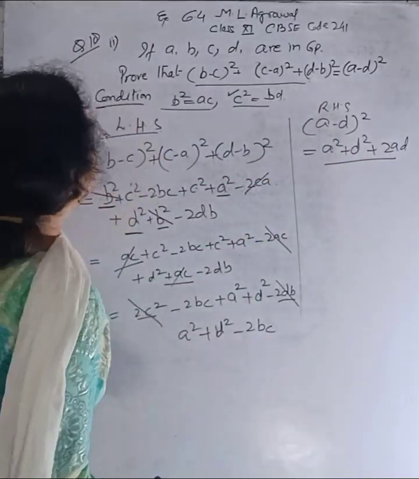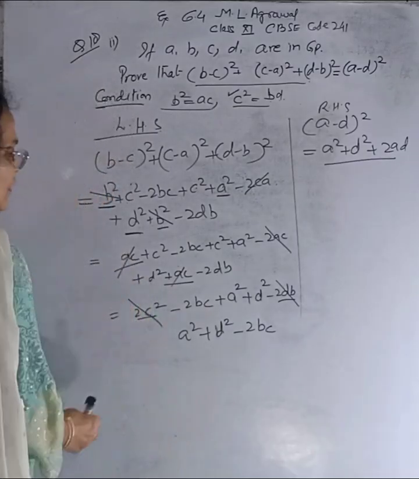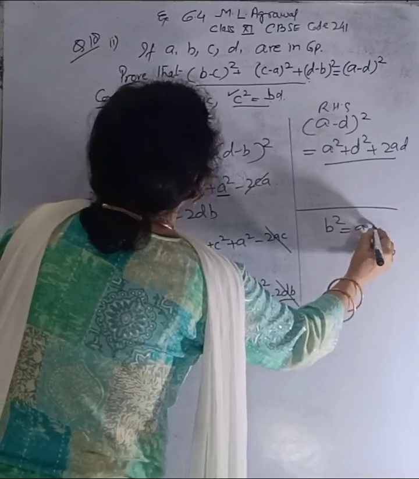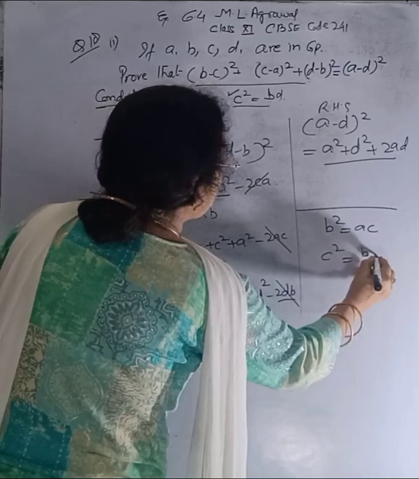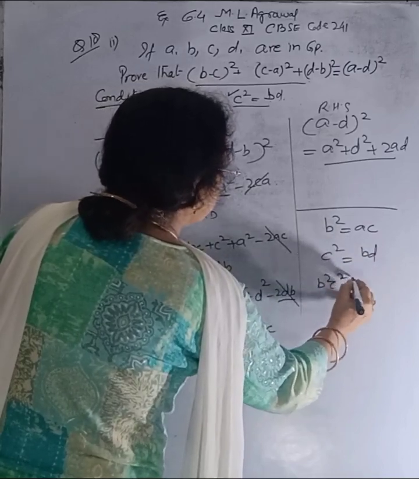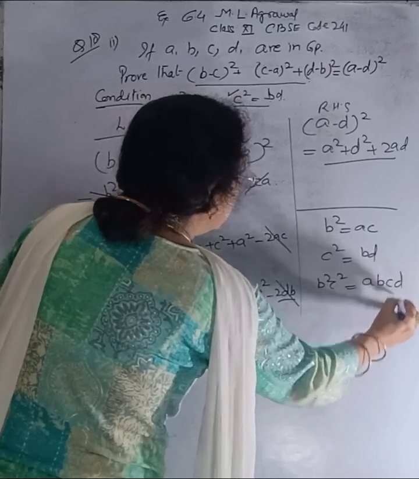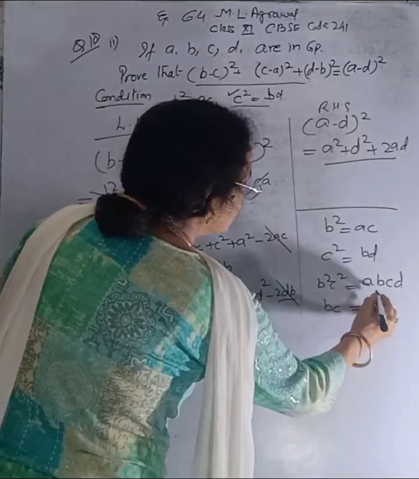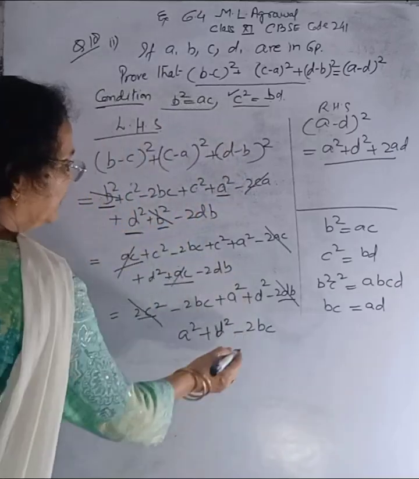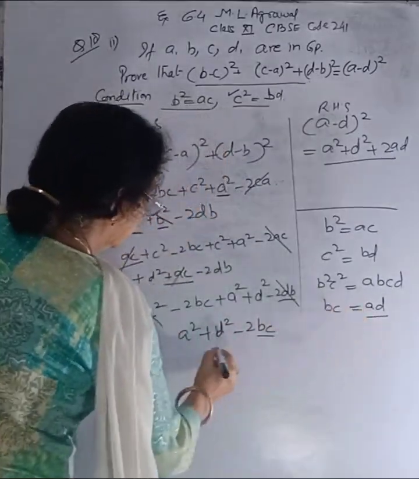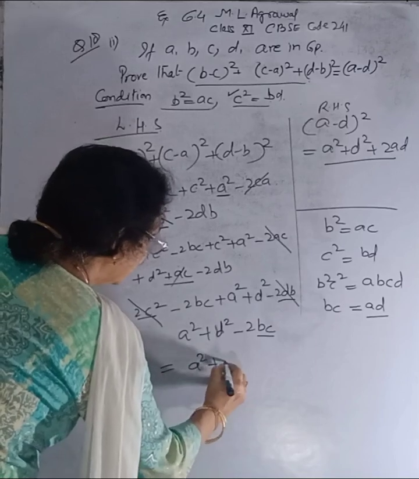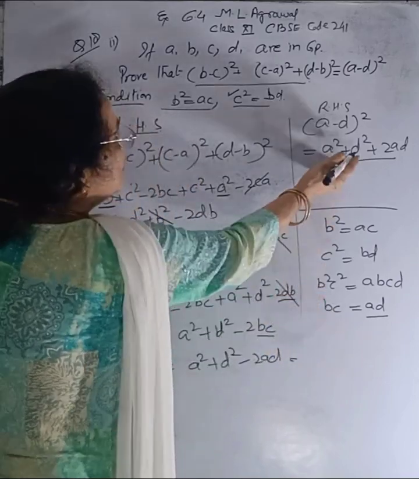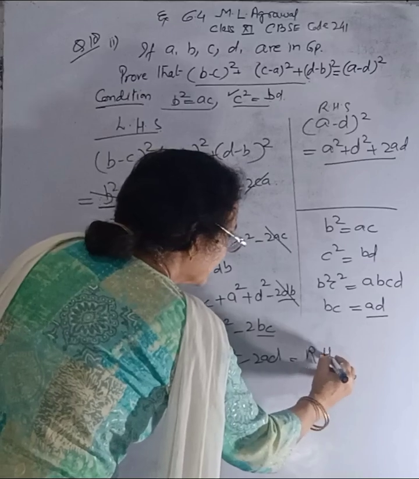We have to find the value of BC. What can we do? We are given B square is equal to AC and C square is equal to BD. Multiplying, B square C square will be equal to ABCD. One BC gets cancelled, and we get BC equal to AD. It means in place of BC, we can write AD. Then this will be equal to A square plus D square minus 2AD. This is equal to right hand side. Hence proved.